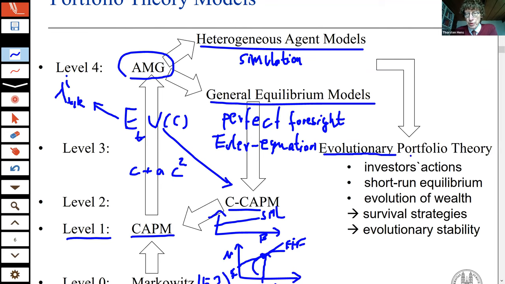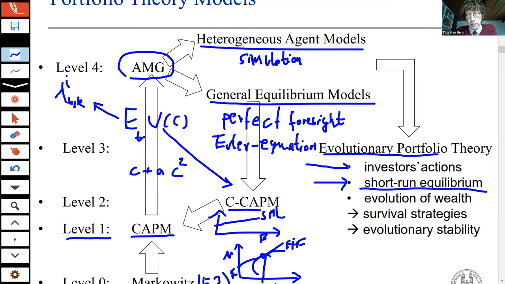So where is evolutionary portfolio theory? Evolutionary portfolio theory is somewhere in between. It assumes that there are equilibria, but only short-run equilibria, meaning those markets which are open will find an equilibrium. But in contrast to the perfect foresight assumption used in general equilibrium, we do not assume markets to clear in expectations. The equilibrium concept of perfect foresight, which was invented by Radner in 1978, was an equilibrium in prices and price expectations. We don't do that; we only say those markets which are open will clear. And whether the markets tomorrow will clear, we have to wait for tomorrow. This is the notion of so-called short-run equilibrium.